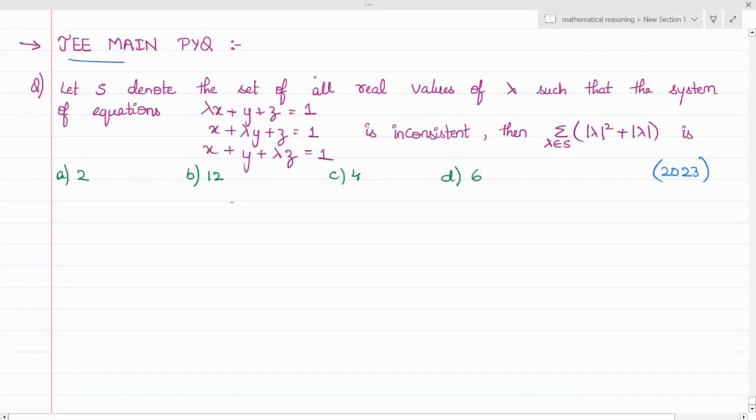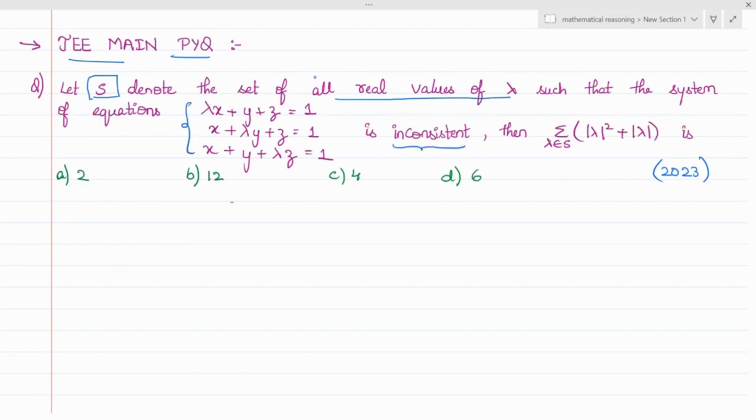Let's see a few JEE previous year questions. In that, the first question is: let S denote the set of all real values of lambda such that the system of equations is inconsistent. Then we need to find this value. And this came in the year 2023.